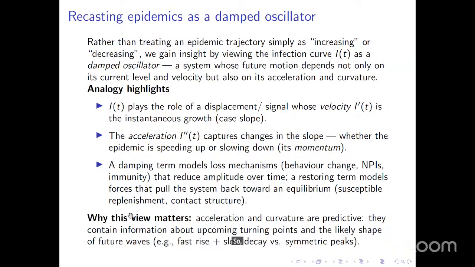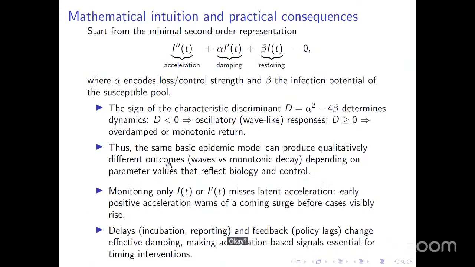So why does this view matter? It matters because acceleration and curvature are predictive. They contain information about upcoming turning points and the likely shape of future waves. So we know the mathematical intuition and practical consequences. We have the second order representation.